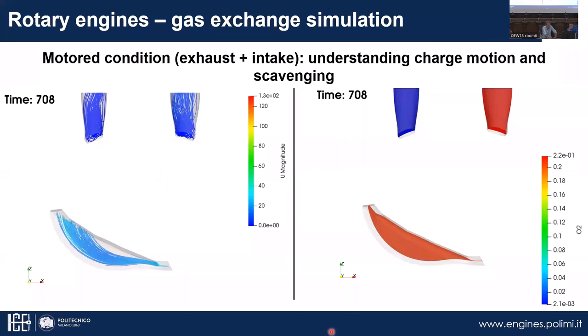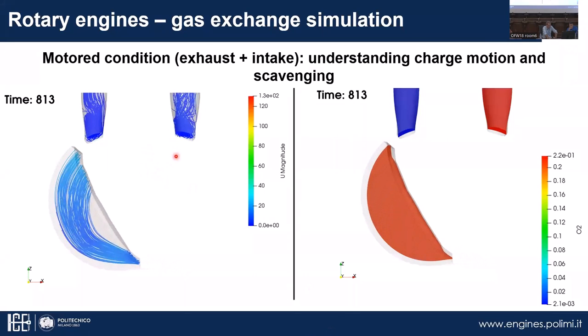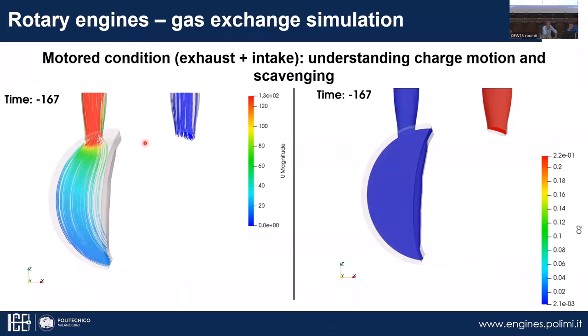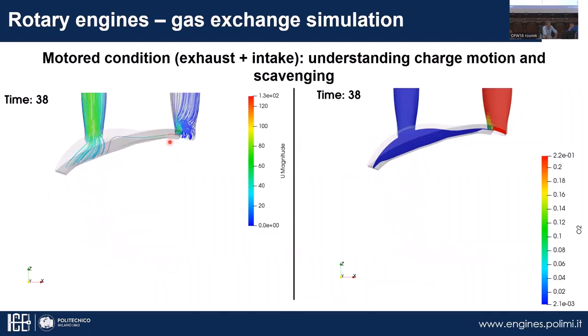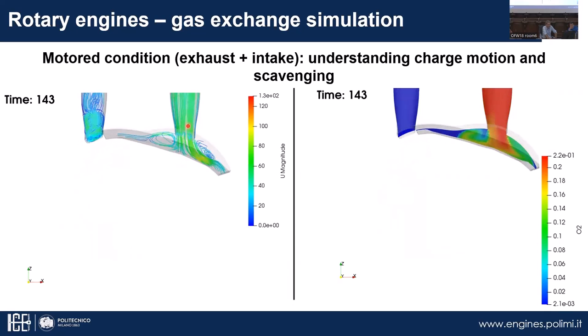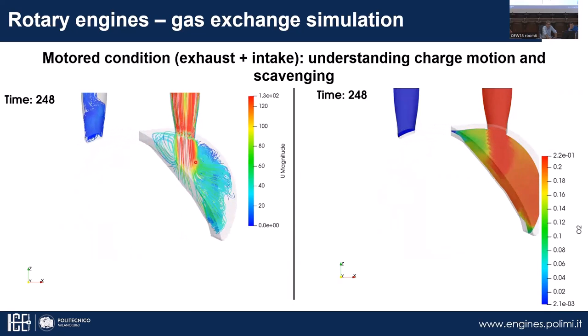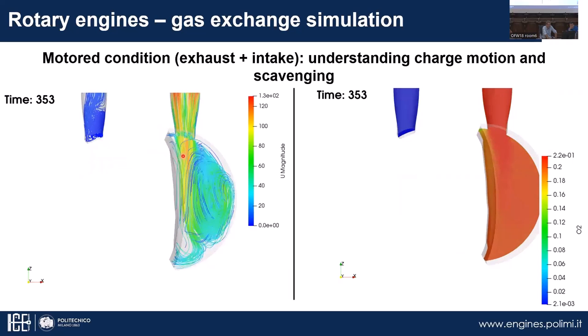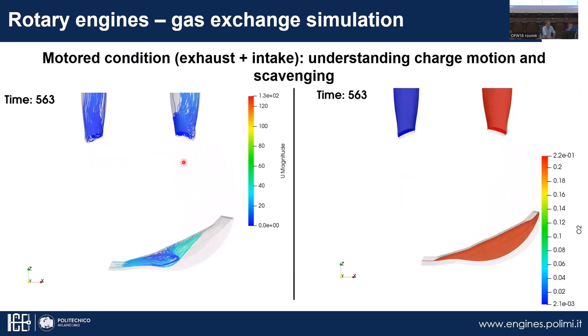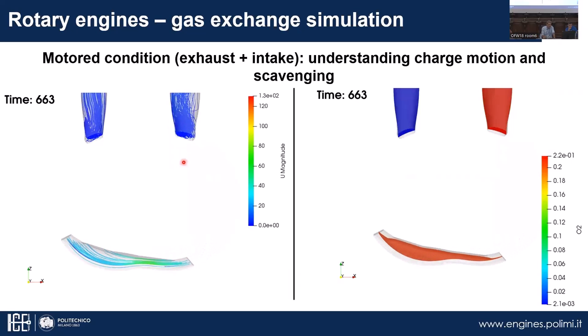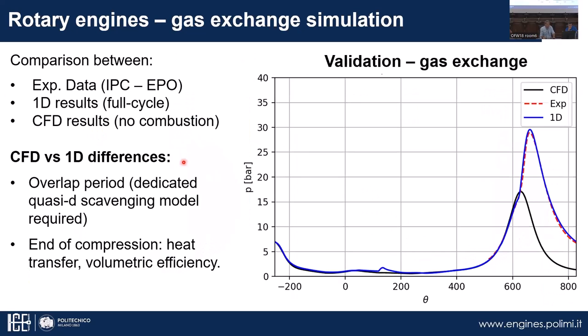So what we can see in terms of flow streamlines during the intake is that there is a jet of air that is generating a large vortex here, but there are some sort of secondary vortexes also on the side of the jet due to the interaction between the jet and the air inside, which is quite simple.